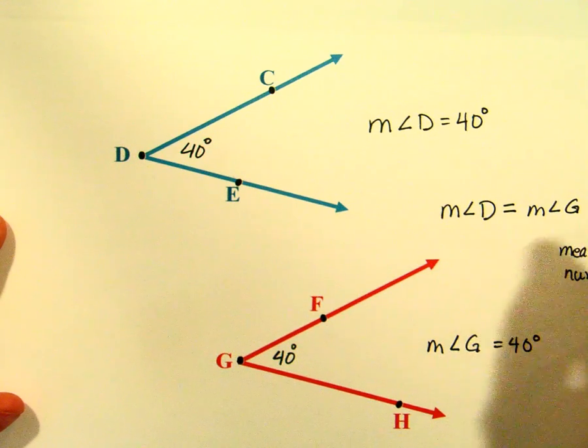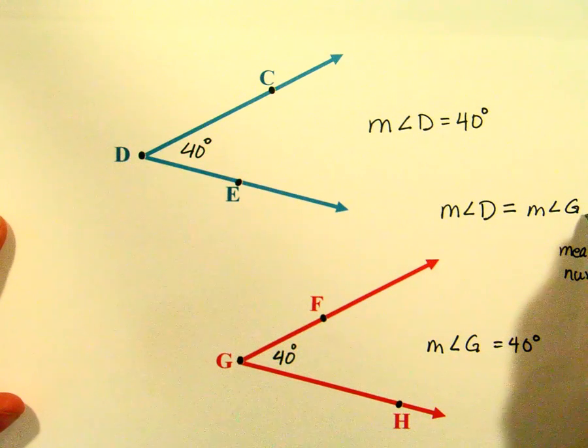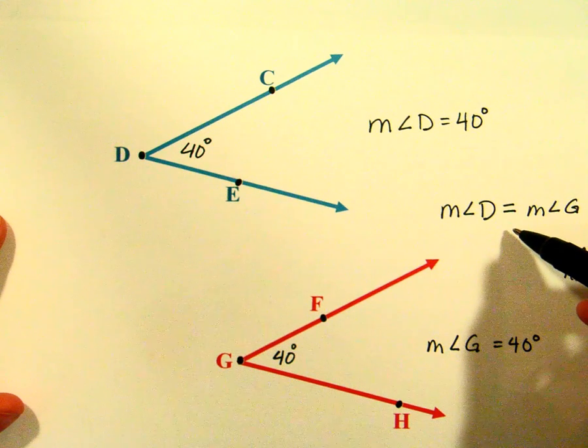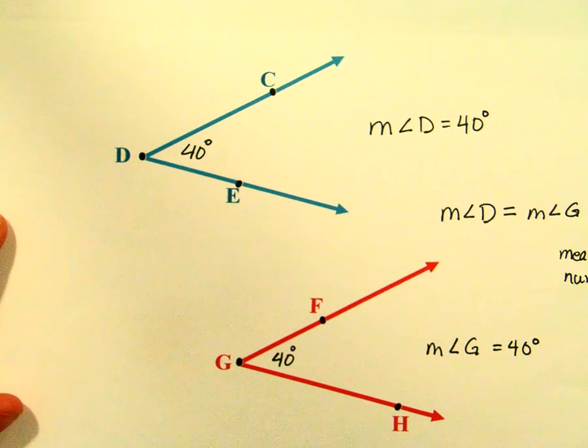Okay, so the measure of angle D is the same as the measure of angle G. It's a number, so we use equal. Okay, so that's talking about measuring the angle.